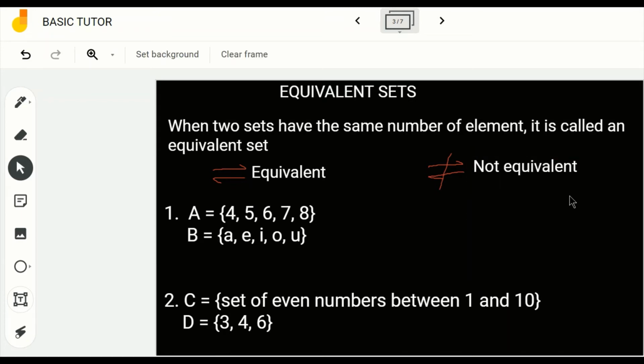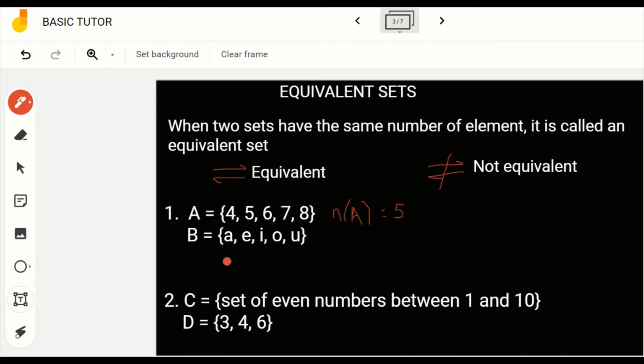All right, good. Now let's look at questions. Let's check if set A and B are equivalent. Now, how do you know if two sets are equivalent? What you do is that you count the members in each set to see if they are the same. Now, set A has 1, 2, 3, 4, 5. So the number of elements in set A is 5.